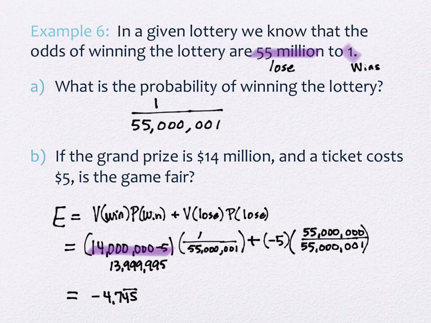All right, so we might want to check your work in a little bit, Addie, but yeah, this is what we should get. We should get negative 4.75 approximately. Yeah, so is it a fair game? No. So we can talk about what it means in a minute, but this is not equal to 0, so it's not a fair game.